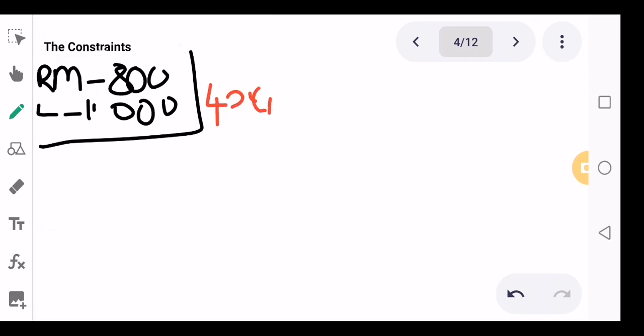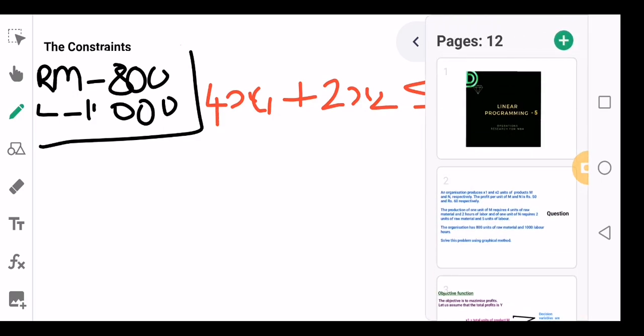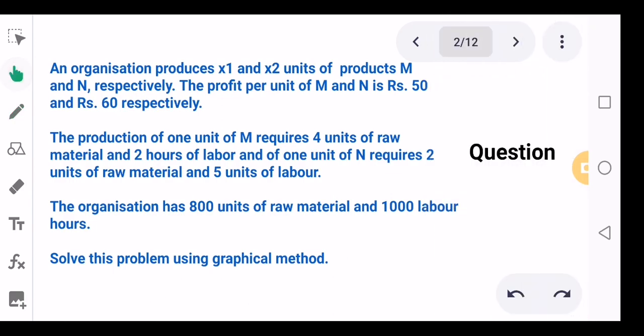4x1 plus 2x2, and this is a maximization case. So the maximum it has to be is 800. That is, it has to be either equal to 800 or it can be less than 800, but it should not cross 800. Either equal to 800 or less than 800, it should not cross 800. Maximum is 800. 4x1 plus 2x2. This is how we got it.